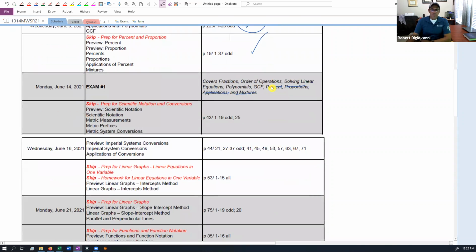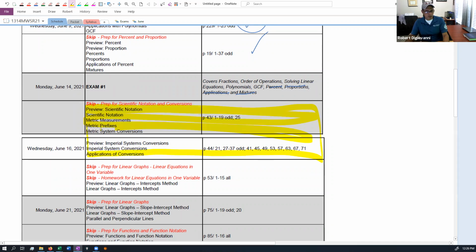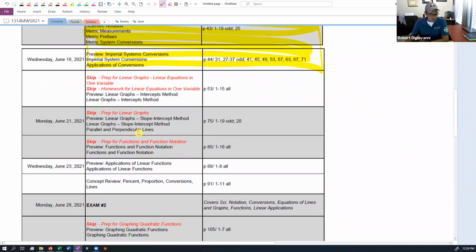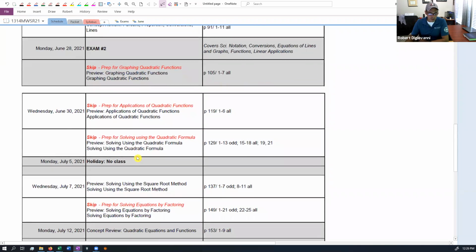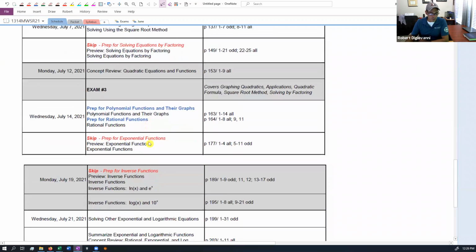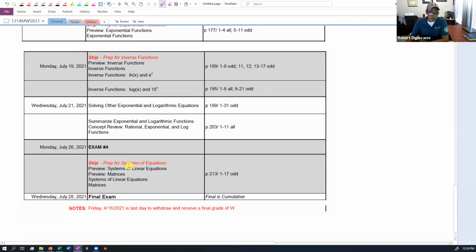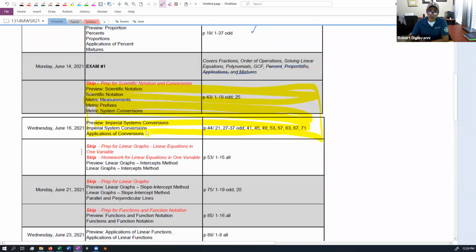So we're supposed to move on to scientific notation, measurements, prefixes, conversions. What I'm going to do is postpone this clump of material here, and we're going to do that at the end. I'm going to get into lines. And then after we do lines, we'll be doing quadratics. And then after quadratics, we'll do polynomials and rational functions, exponential and log, and then systems of equations. We'll see about maybe trimming out something here so that we can get back to this.